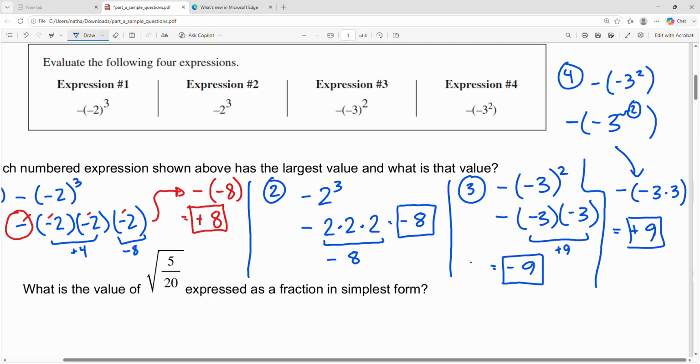Or if we just go straight to this idea, we're applying this square only to the 3. 3 squared is 9. Then we have a negative and another negative. 2 negatives give us a positive.